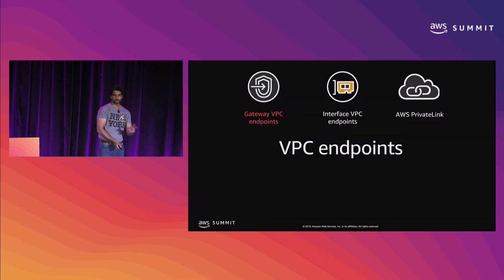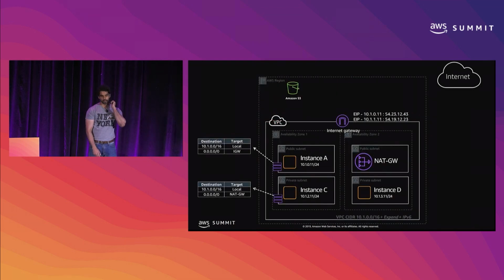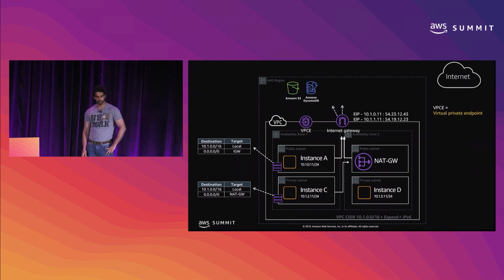So we have two kinds of VPC endpoints: gateway endpoints and interface endpoints, which is also PrivateLink. We'll talk about that. So let's talk about gateway VPC endpoints. A gateway VPC endpoint is similar to an internet gateway. You create the VPC endpoint gateway and attach it to your VPC.